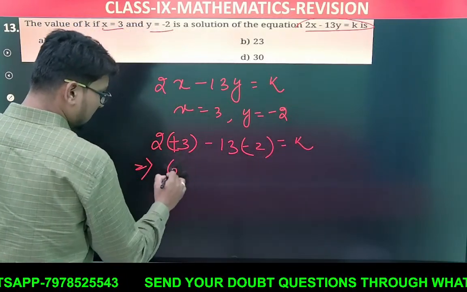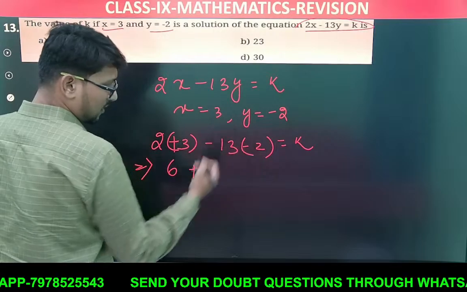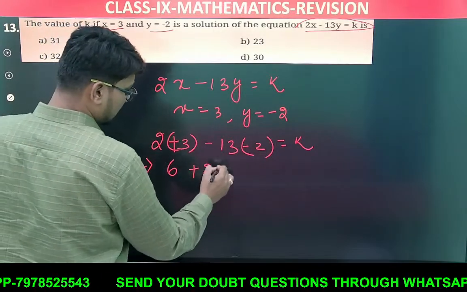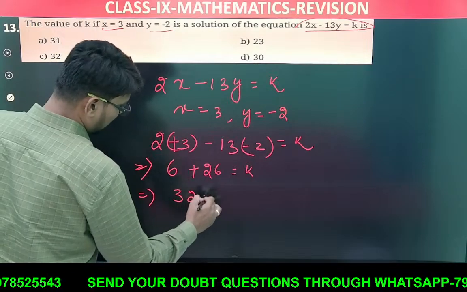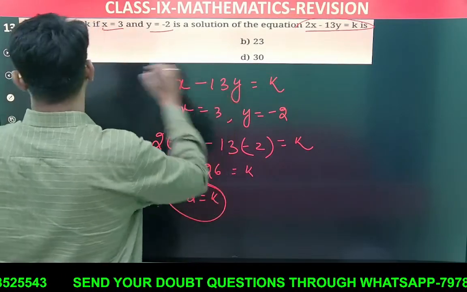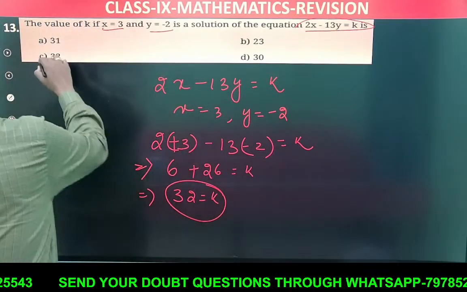So 2 into 3 is 6, plus 13 into 2 is 26. So k equals 32 is the answer. Yeah, this is the right answer.